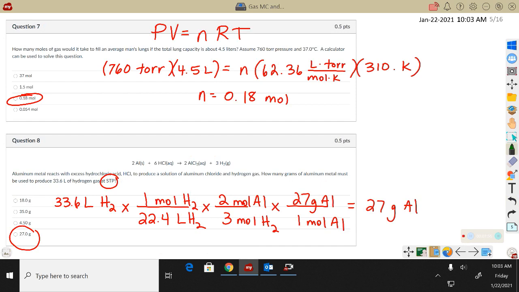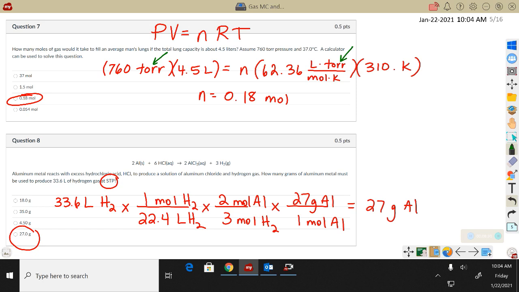Some more PV = nRT. How many moles of gas would it take to fill an average man's lungs? If the capacity is 4.5 liters, I have a pressure of 760 torr, and I have to switch my temperature to Kelvin. Everything else is fine. I'm just going to use the other version of R. I want to make sure that these jive. I'm using the same version of R to match my pressure unit. Now, if you're solving for pressure, and it's a free response, then pick whatever version of R you want, and just know that your pressure answer would come out in that unit. So I plug it all in, and I got about 0.18 moles.